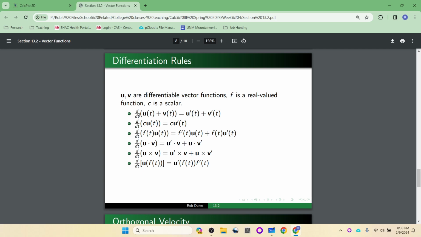Product rule here. If it's a scalar function times a vector function, you can use the product rule, same as in regular one variable. Same with both dot product and cross product. They both have the same product rule. And the chain rule. If we have a vector function with a scalar function inside it, you can do u prime of f of t times f prime of t. The other way wouldn't work. It would get you a meaningless expression, but this way works just like you'd expect.